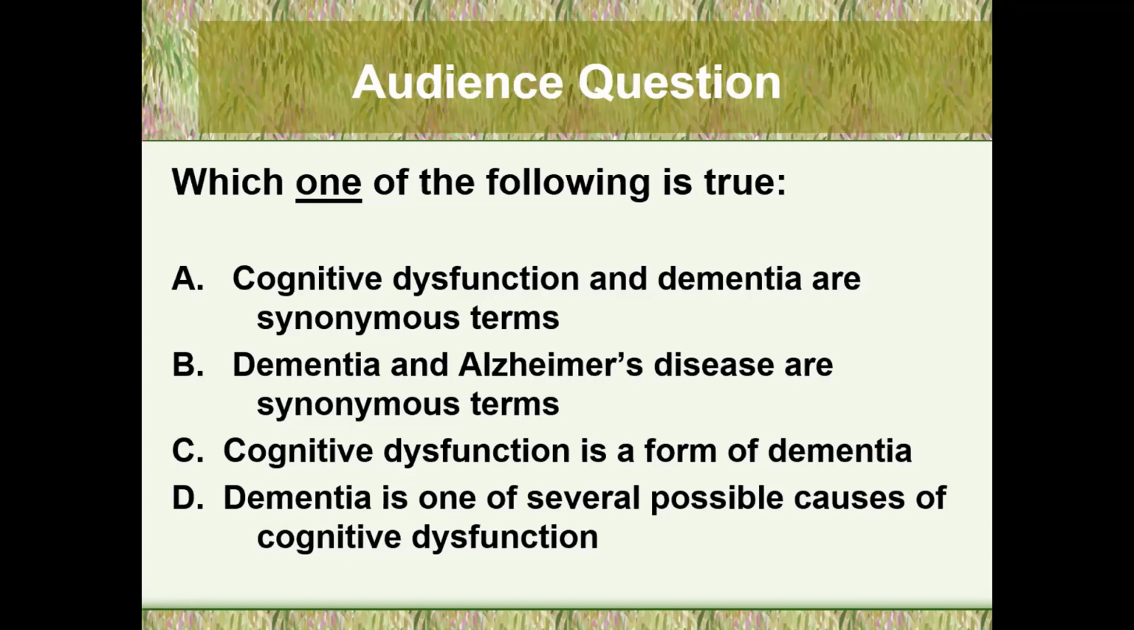Next slide, please. And I want to emphasize in this discussion that dementia is one of several possible causes of cognitive dysfunction, and we'll look at the other causes. But it's unfortunate that in common practice, these terms are flipped around as if they mean the same thing. Cognitive dysfunction does not mean the same thing as dementia. There are many forms of dementia besides Alzheimer's disease, and we'll look at that in this discussion. And cognitive dysfunction is not a form of dementia. It is a general category that has multiple causes. So we want to look at those causes.